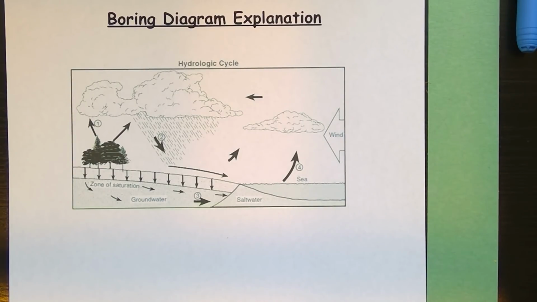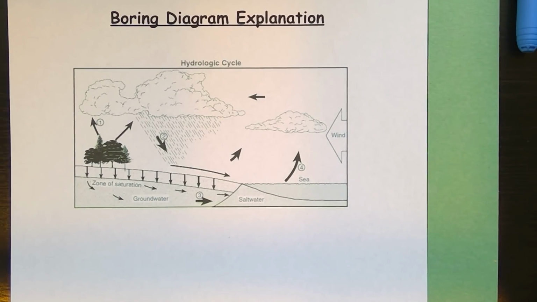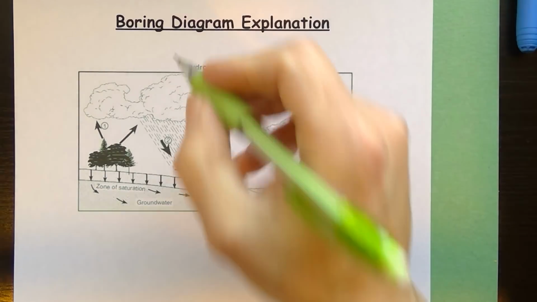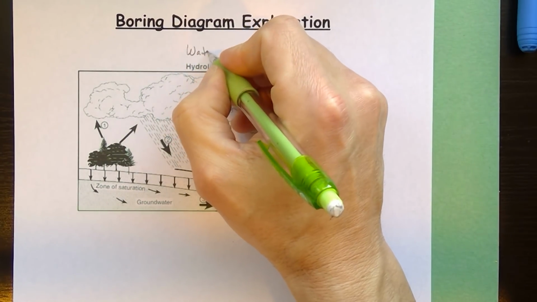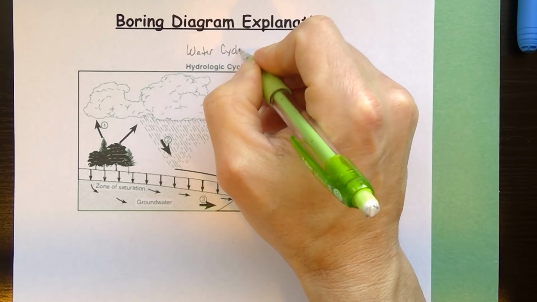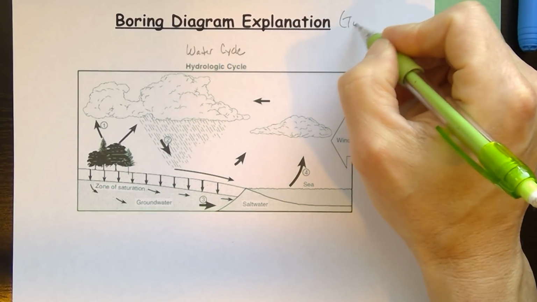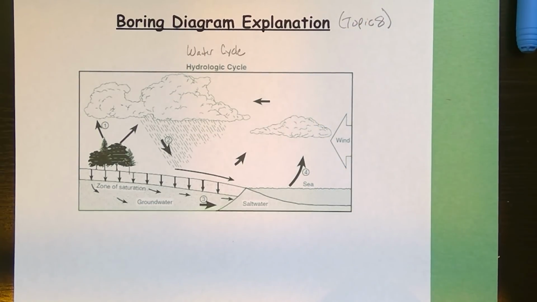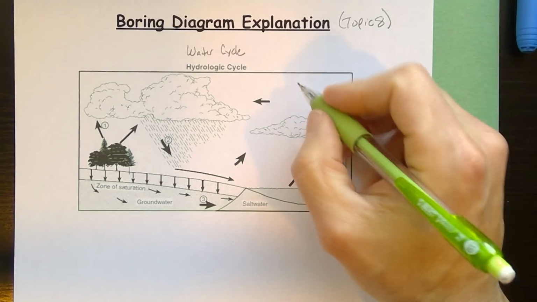Mr. Abbott here, and it's time for a boring diagram explanation. This diagram comes from topic 8. Looking at this, you'll see that it's labeled the hydrologic cycle, but most people are going to call this the water cycle. Now, there are definitely things that are left out of this diagram that I'm going to add and include that are part of the processes that make water a renewable resource on our planet.